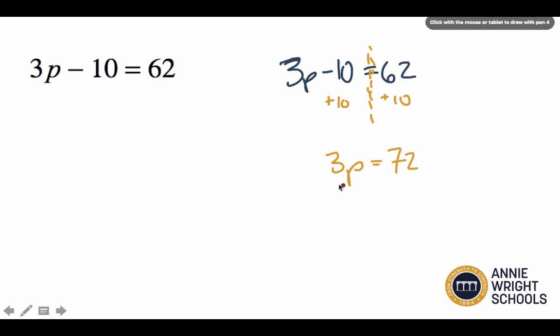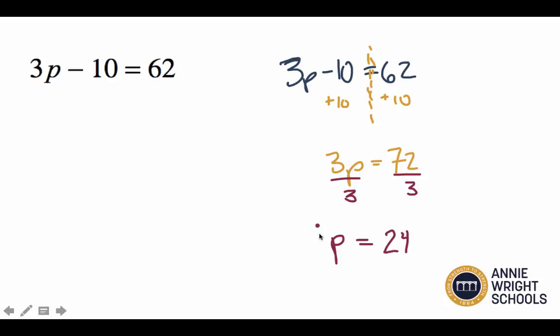Then I hope you got rid of multiplying by 3 by dividing both sides by 3. The 3's cancel, and I'm left with 72 divided by 3. If you needed to reach for a calculator to figure that out, that's fine, but you should have gotten 24.